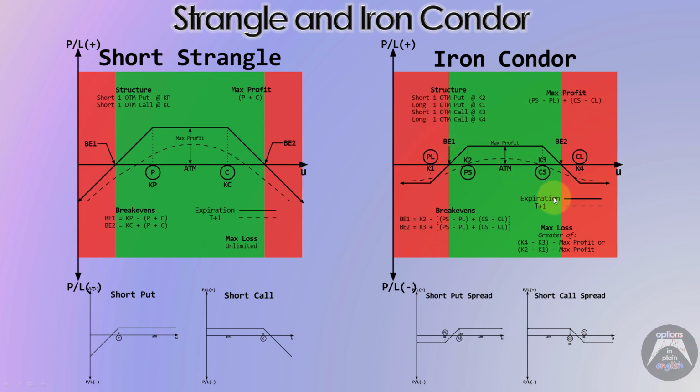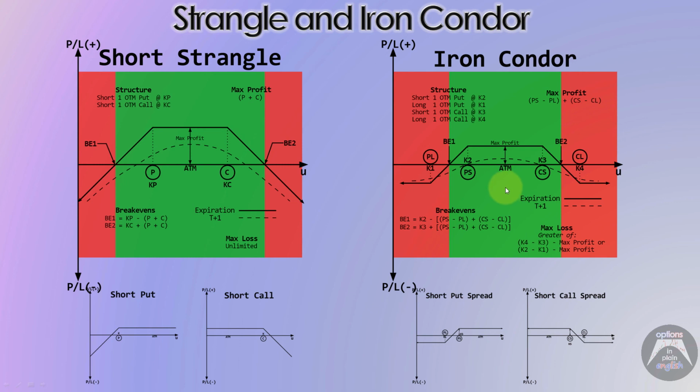Max profit is going to be whatever you got for both short spreads. Okay, so PS minus PL, the premium of the one you sold minus the premium of the one you bought, and on the call side, the premium of the call that you sold minus the premium of the call that you bought.